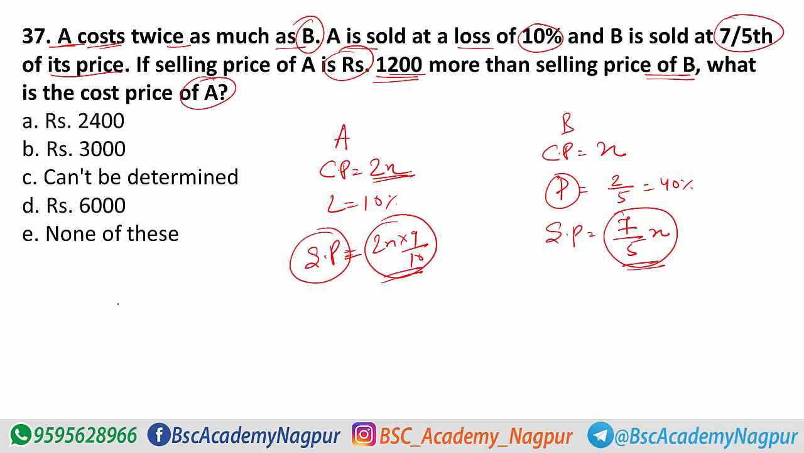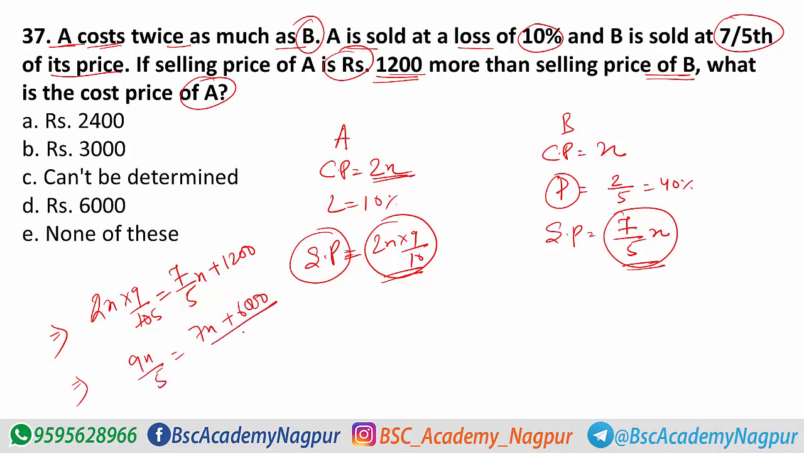So put the equation over here, 2x into 9 by 10. This is 1200 more, subtract it, or add 1200 over here. So this is your equation. Find the value of x. This will be like 5 times, right? 9x by 5, and this will be like 7x plus 6000 by 5.